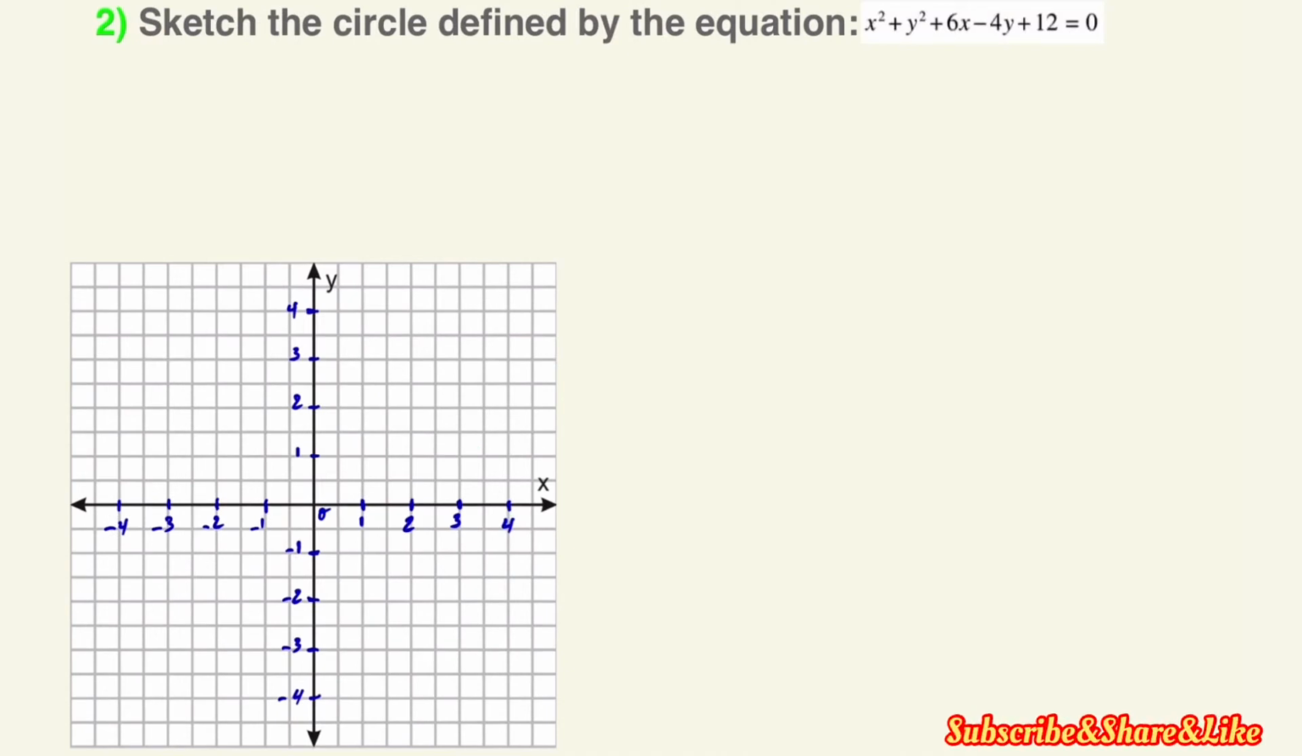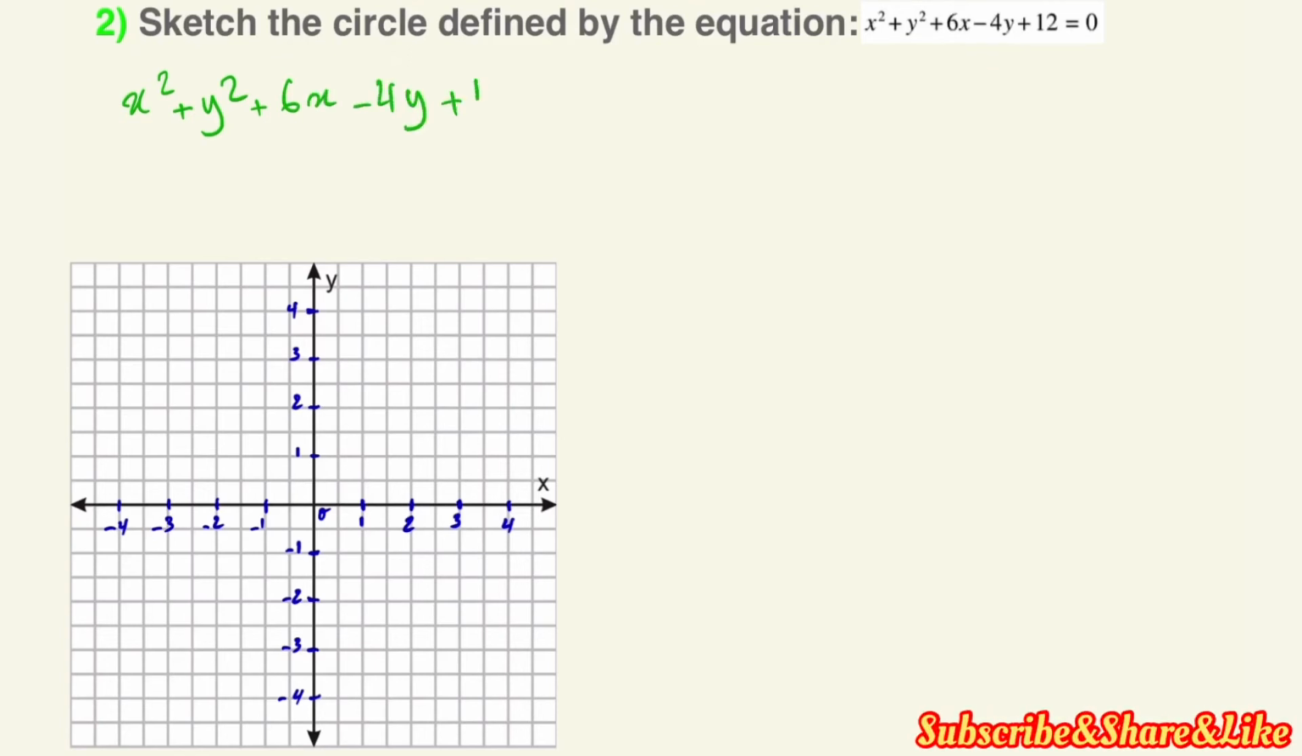In this example we are asked to sketch the circle defined by the equation. So we have to convert this equation from general form to standard form, so we can figure out what the radius and the center are. So let's write it down. We have x squared plus y squared plus 6x minus 4y plus 12 is equal to 0.